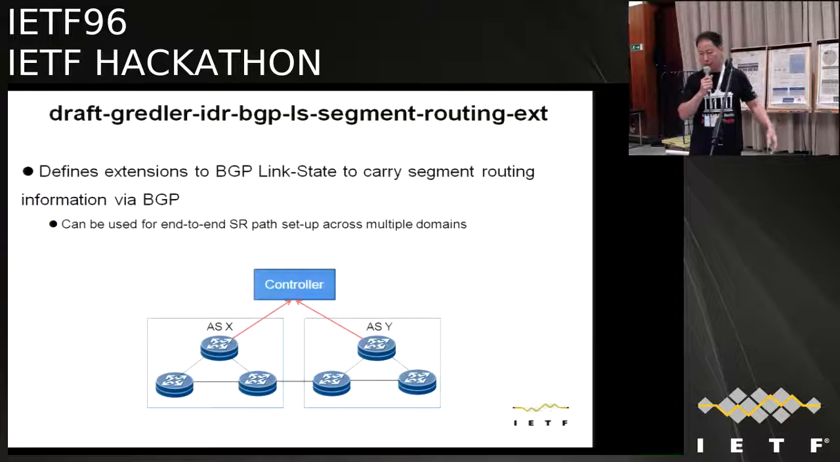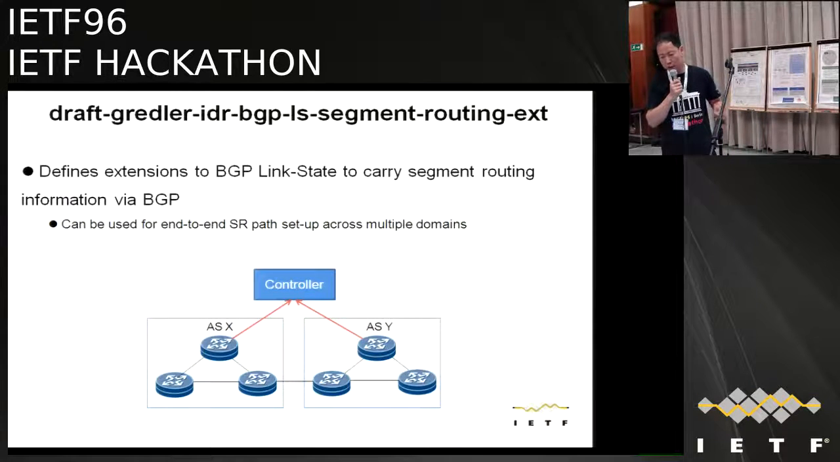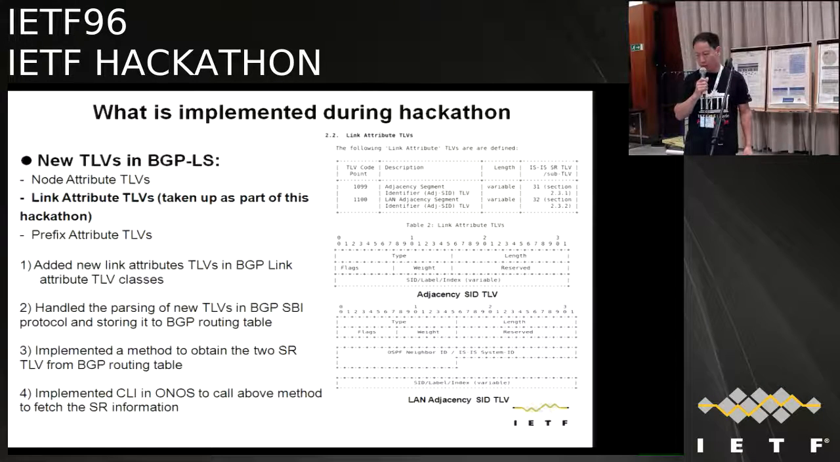The second one is to extend BGP link status to report the segment routing information to the controller. Thus, the controller can set up the end-to-end segment routing paths across multiple domains. For the implementation in ONOS, for this hackathon, we developed the link attribute TLVs, including the adjacency segment and the LAN adjacency segment. The command line interface is also added in ONOS to display the segment routing information.